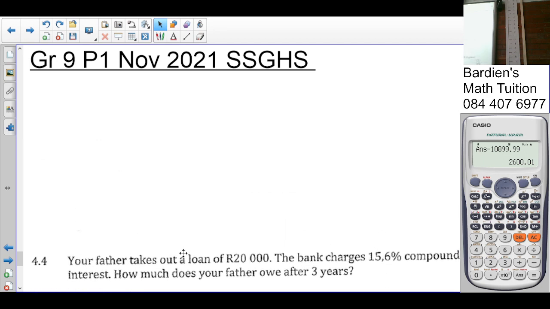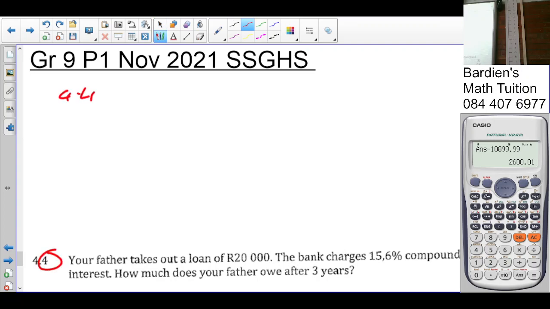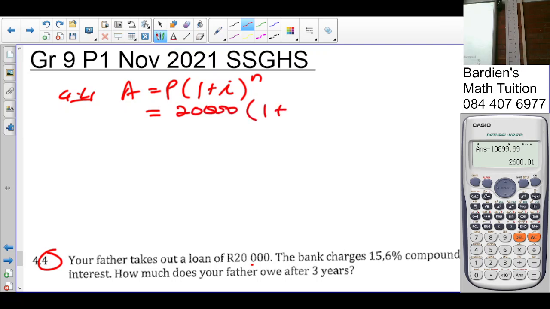4.4, we are told your father takes out a loan of 220,000 rand. The bank charges him 15.6% compound interest. So what does that mean? That means to say I must use the compound interest formula. Not so? So, what is the compound interest formula? A is equal to P into 1 plus i to the exponent n. What's the principal? 220,000 rand into 1 plus i, 15.6%, so 0.156. You say 15.6 over 100 to the exponent 3.